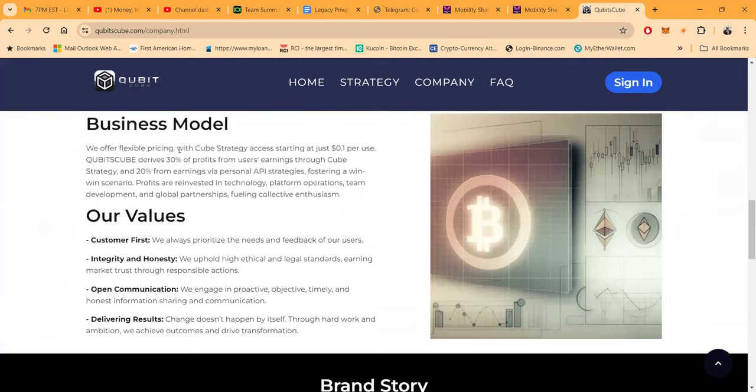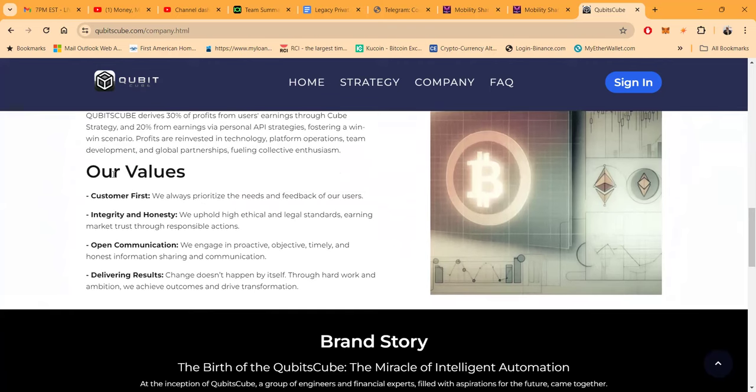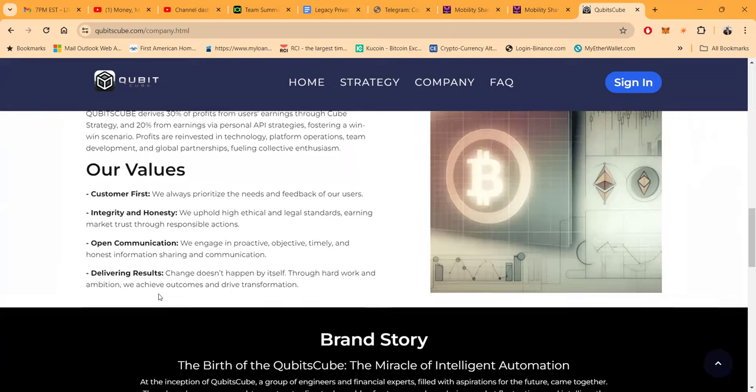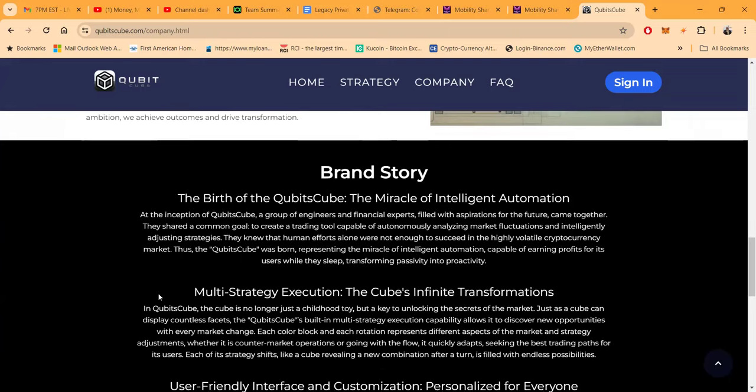They offer flexible pricing with Cube Strategy Access. This is access to the Cube, and it derives 30% of profits from users' earnings through the Cube strategy and 20% via API strategies, fostering a win-win scenario. Those are the real world incomes that come in to help pay other investors. Here's their values: customers first, integrity and honesty, open communication. And folks, they're all about delivering results.